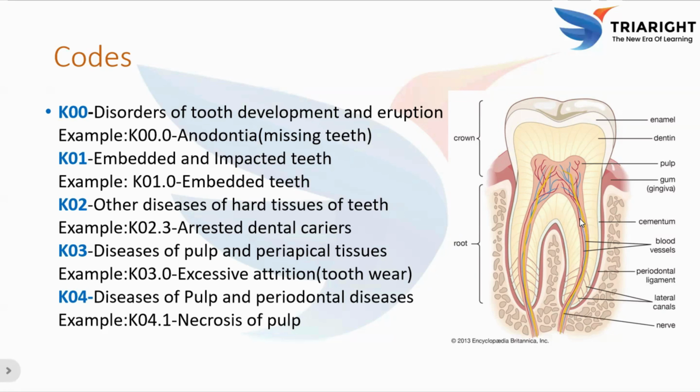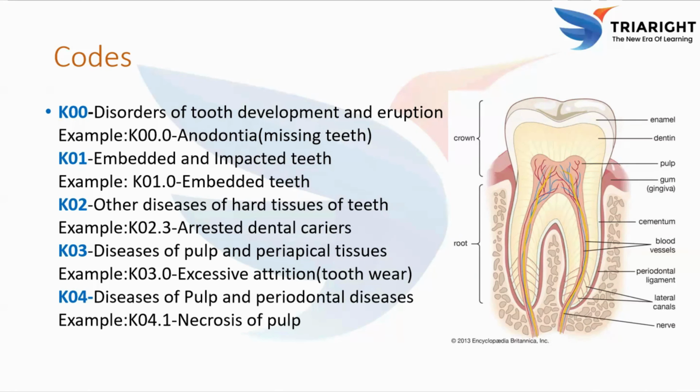And next, this K00.0 indicates anodontia. If a patient is diagnosed with anodontia, the ICD-10-CM code is K00.0. So you have to assign this code for anodontia. And the next code is K01. What does it determine? Embedded and impacted teeth.